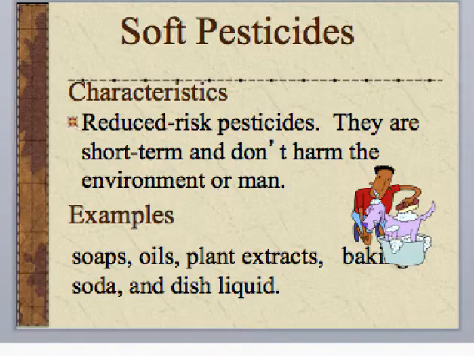Versus your soft pesticides, these are going to be reducing the risk. These are short-term and don't harm the environment. These include soaps, oils, plant extracts, baking soda, and dish liquid, and these are all safe for animals as well as going down the sink.